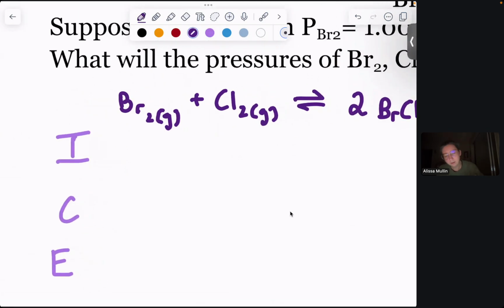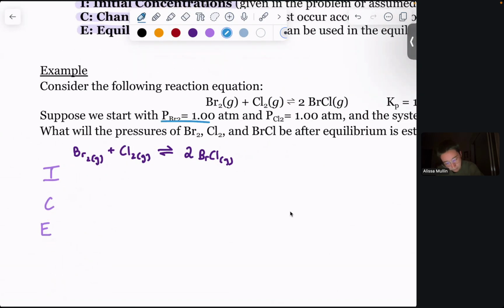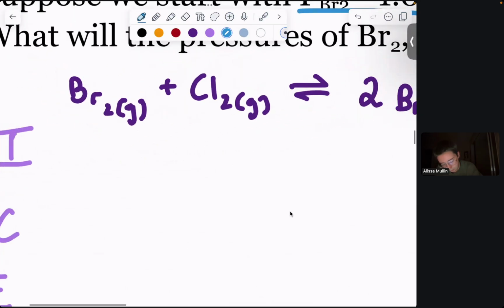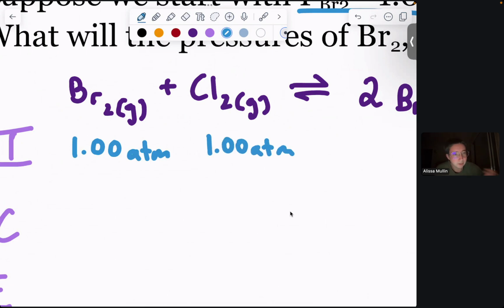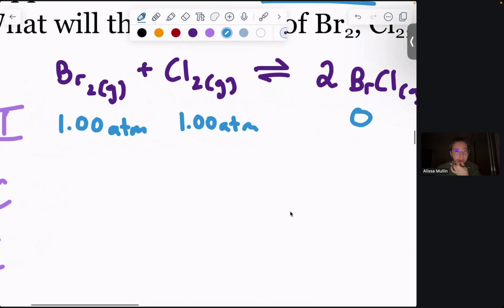Anyway, let's make ourselves a nice table. So the way these are going to look, we're going to organize our initial information that we know. So I know I started with this much reactant and no product. Again, it's okay to use pressures or moles or concentrations in these tables. It's basically just about representing and organizing molar ratios and understanding what would change over the course of a reaction. So those would be my initial things.